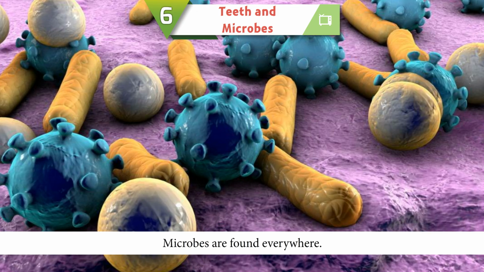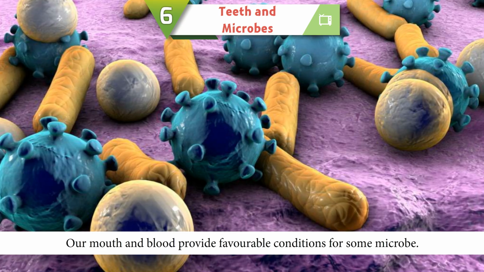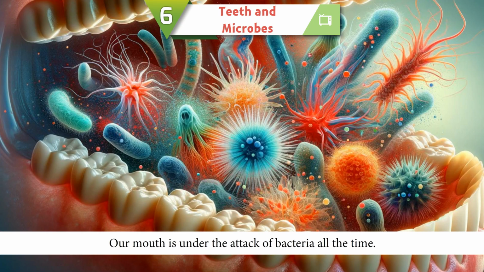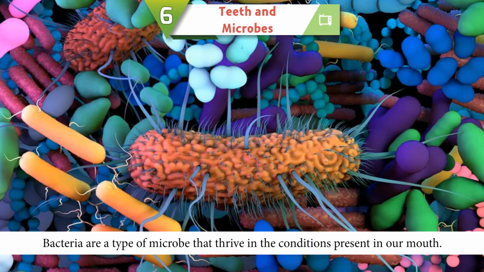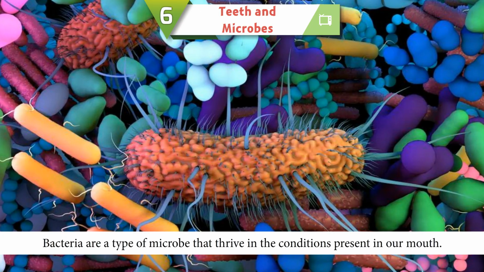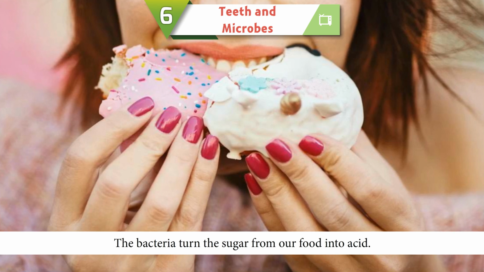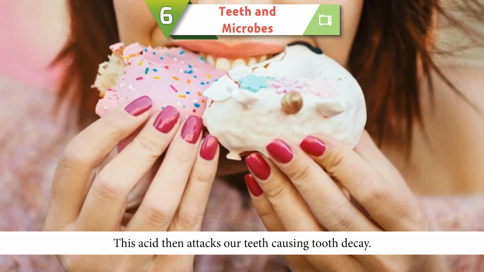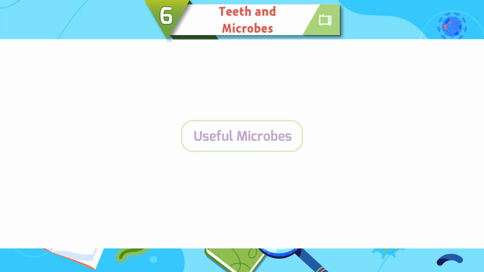Microbes are found everywhere. Our mouth and our blood provide favorable conditions for some microbes. Our mouth is under the attack of bacteria all the time. Bacteria are a type of microbe that thrive in the conditions present in our mouth. The bacteria turn the sugar from our food into acid. This acid then attacks our teeth, causing tooth decay.